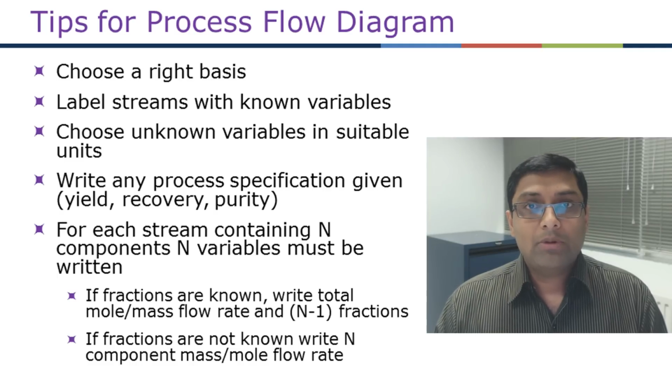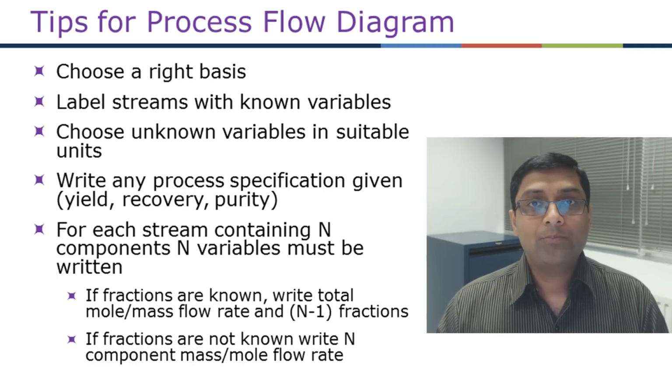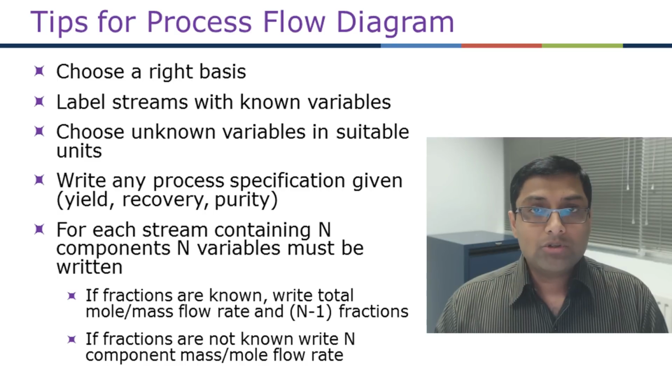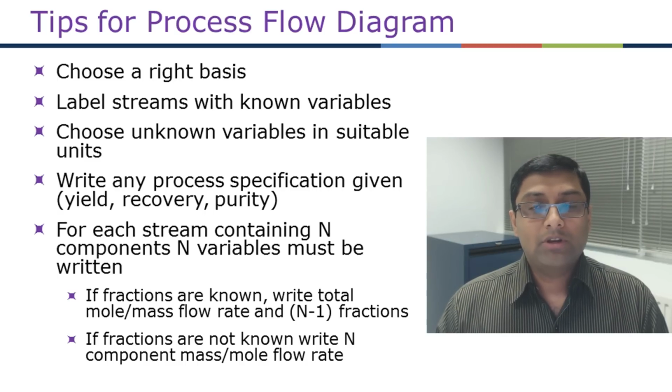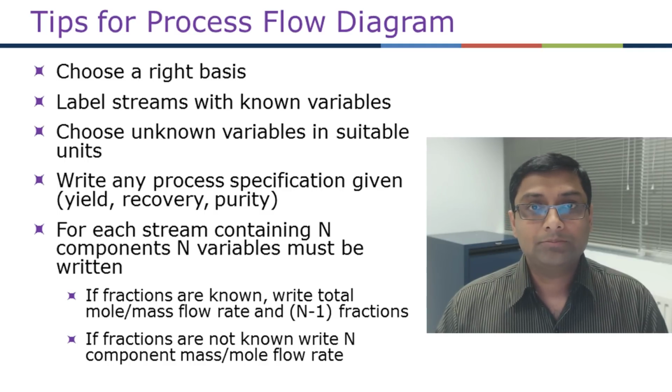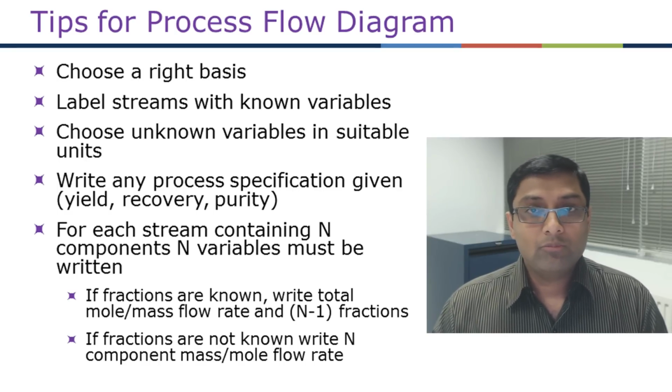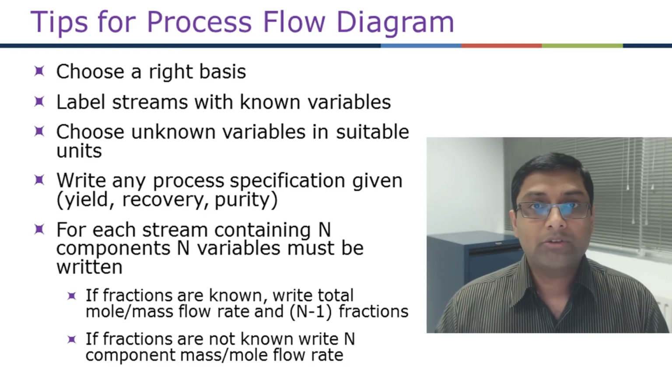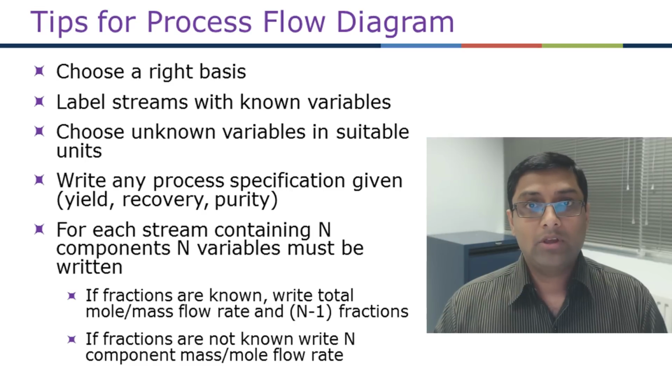So we always start off by selecting a right basis for drawing our process flow diagram. Most often, a process, when it is defined, contains a basis for the calculation, such as feed stream flow rate or a product stream flow rate. So we can choose the basis given in the problem. If the basis is not given, then the choice is ours. If mole composition is given, then we can choose 100 mole basis. If mass composition is given, we can choose 100 kilogram as our basis.